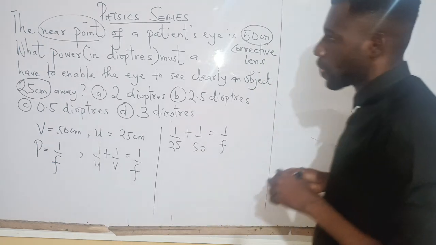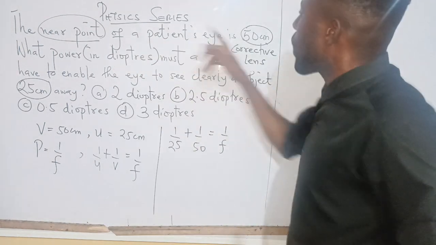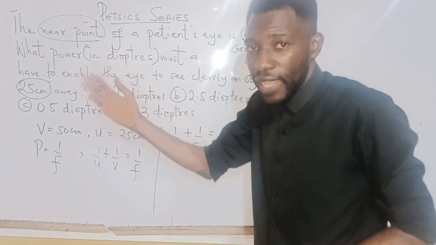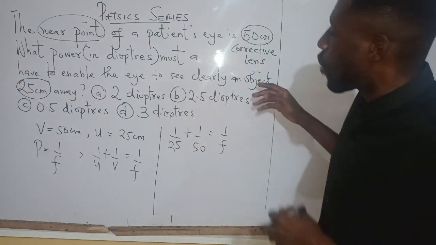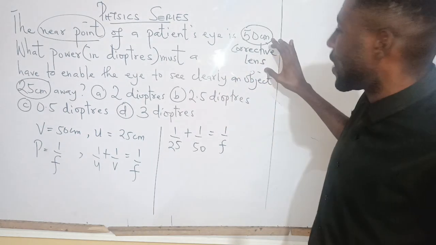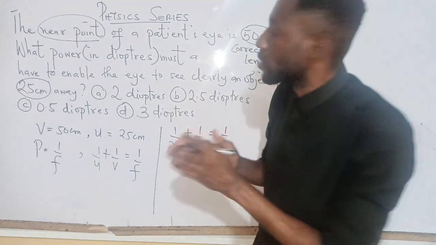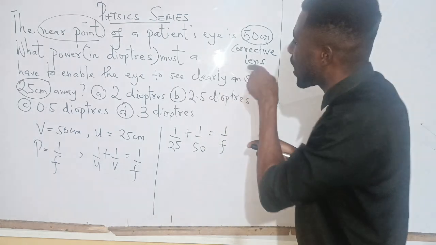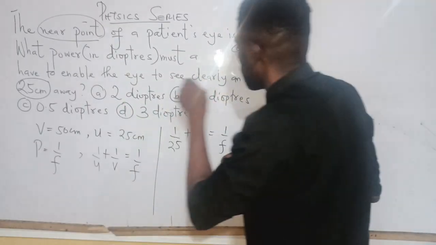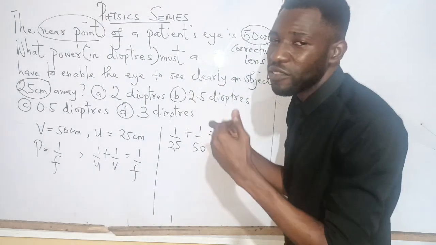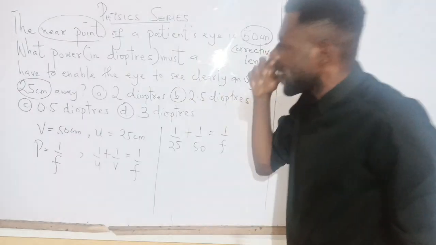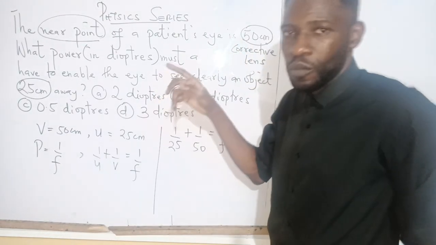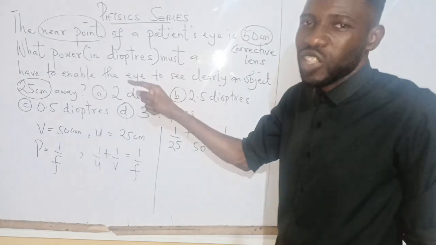Now take note. The near point of the patient's eye is 50, right? The closest distance the person can see is 50. And we are told that we need a lens. That means the person has a defect, an eye defect. So we need a lens to help the person to see an object 25 cm away. Now, first of all, what case is this? This is a case of long-sightedness.